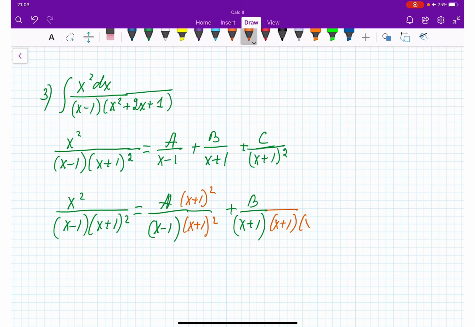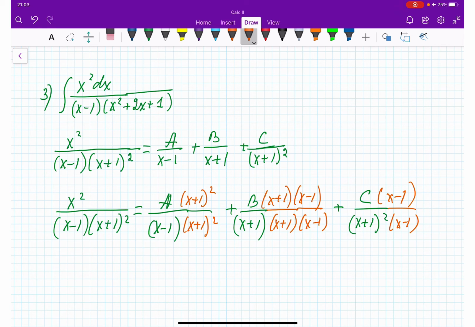And times x minus 1, right? So it's going to be x plus 1 times x minus 1. And lastly, plus c. I already have x plus 1. All I am missing is, okay, let me write down x plus 1 squared. All I'm missing is x minus 1. Okay?